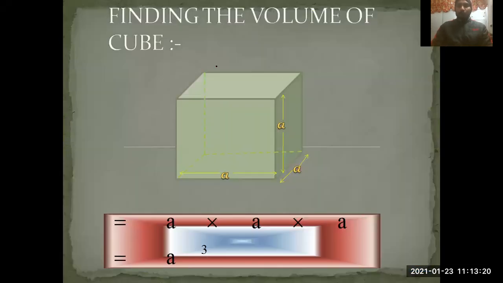How to find the volume of a cube, or what is the volume of a cube? If a cube consists of the side A or the edge A, then the volume of the cube is going to be A into A into A, that is equal to A cube. So the volume of the cube is A cube.